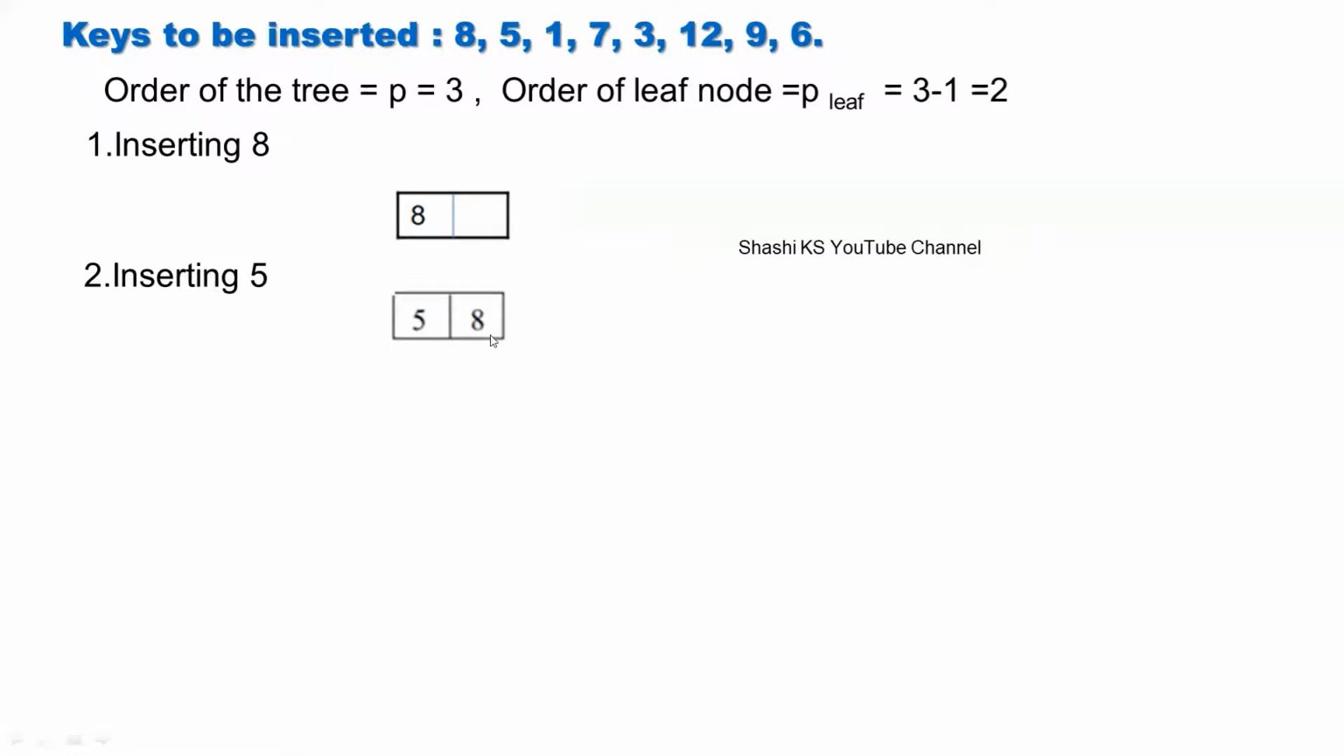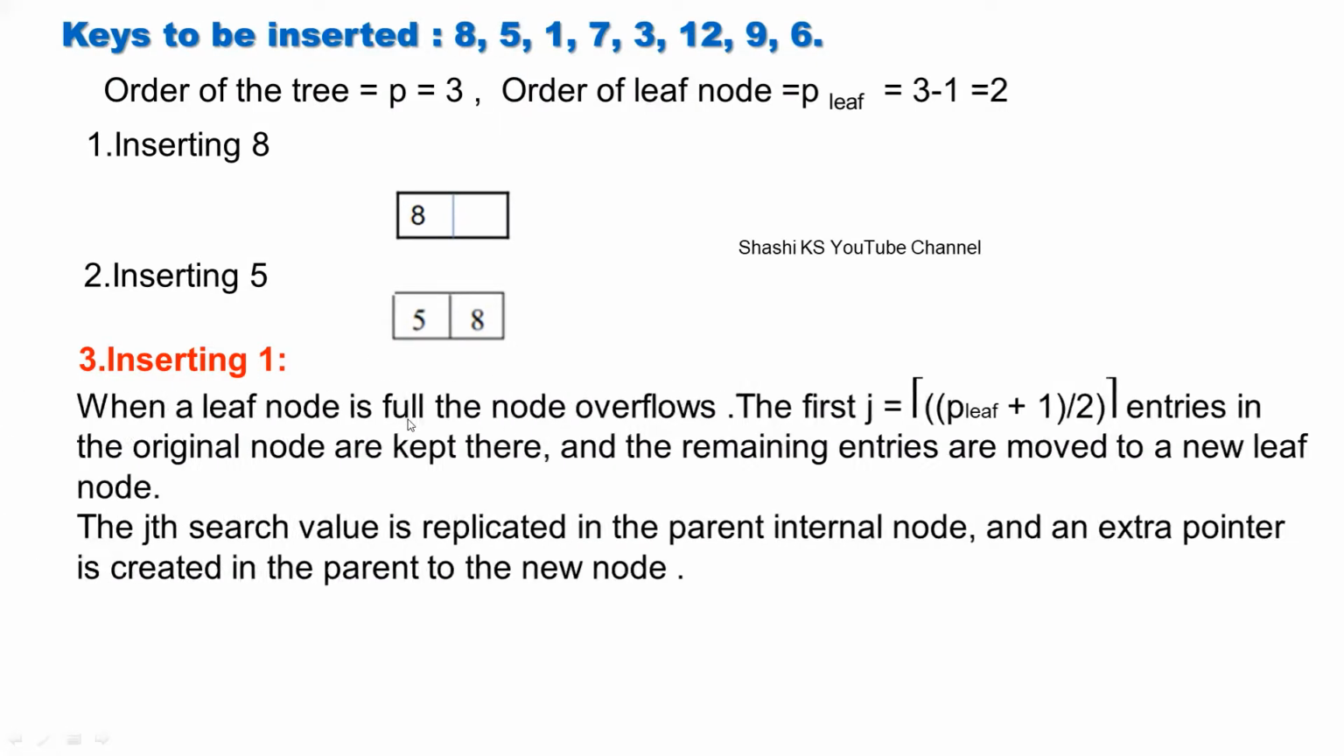Okay, next we have to insert 1. When we try to insert 1, you can see that the only node in the tree, which is also the leaf node, is now full. So now we have to split the node. First arrange the keys in ascending order. When you arrange, you get 1, 5 and 8.